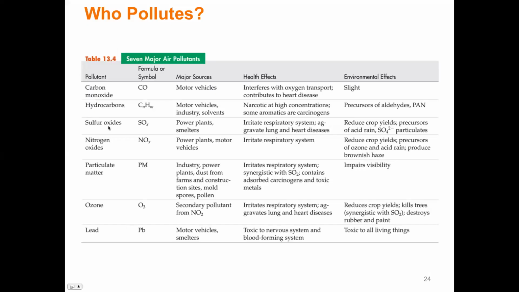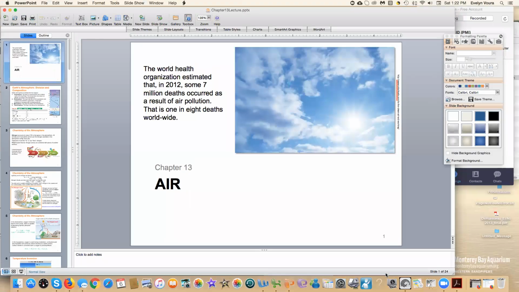Now, what is causing the pollution? Who's polluting? Well, here you can see motor vehicles are a big one, power plants, smelting, industry, and then here we have a little bit from natural sources, but these are being thrown askew as well because of climate change. And then here it summarizes the health effects and environmental effects, so you can get a better readout on exactly what's happening. And that is chapter 13. So hopefully that review has helped a bit, and I'll make another video for the next chapter.